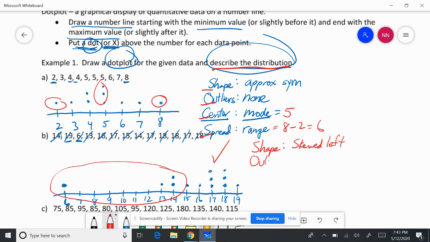We're going to look at outliers. And notice that we do have an outlier. 6 is way off from all the rest of the data. So 6 is our outlier.